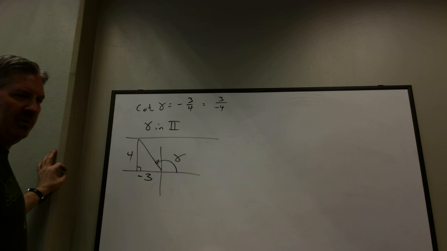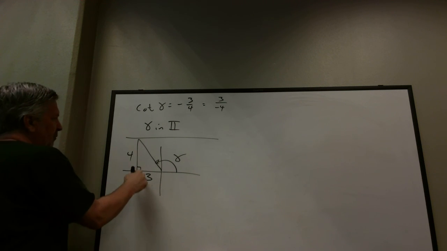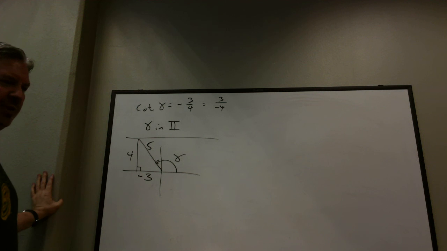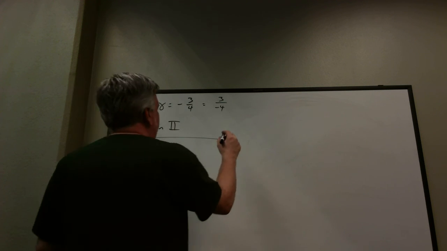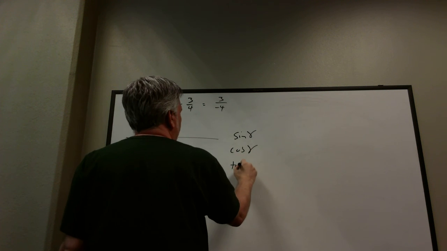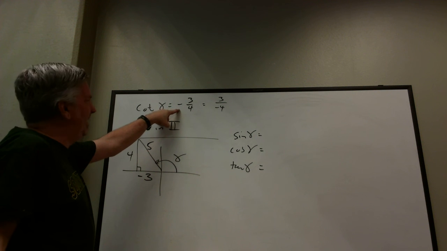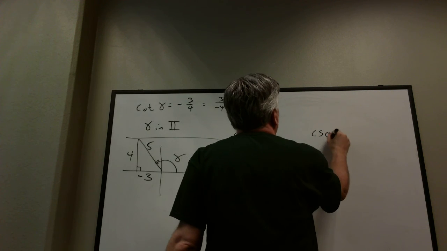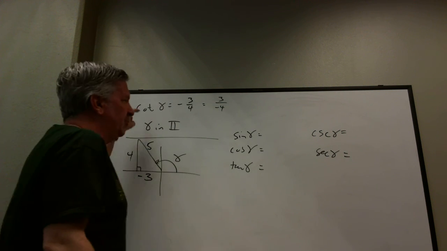Now, you could use the formula for r to find r, but remember, we did this as a very first example a couple sections ago. When you have a right triangle with legs 3 and 4, the hypotenuse is 5. Remember, I told you you probably just want to memorize that one. But if you don't remember that, you could just use the formula for r. Well, now we can do all 6 trig functions: sine of gamma, cosine of gamma, tan of gamma, cosecant gamma, secant gamma, and cotangent. Anything that they give you, you don't have to write again.